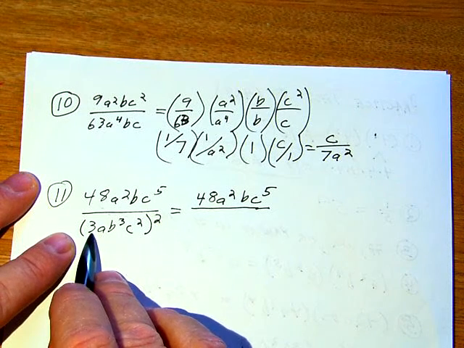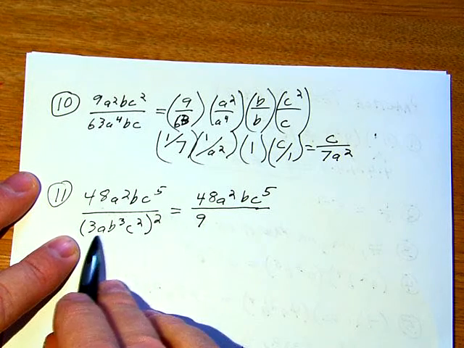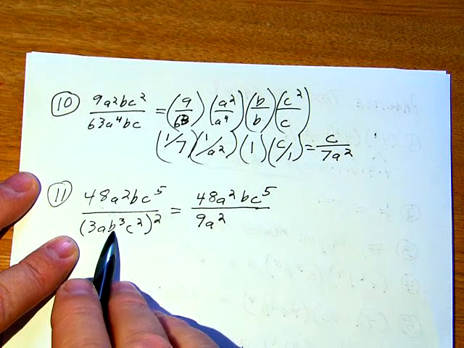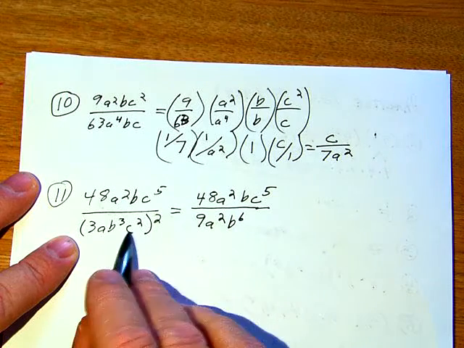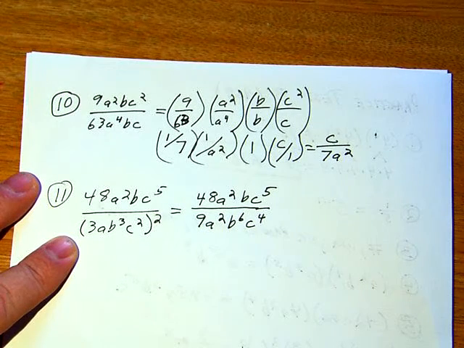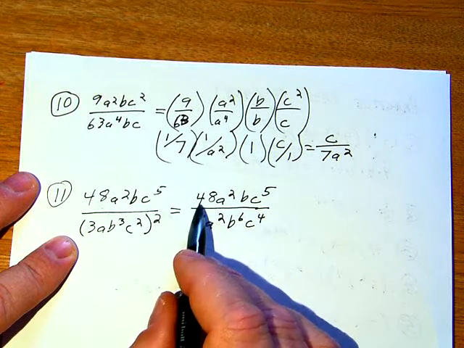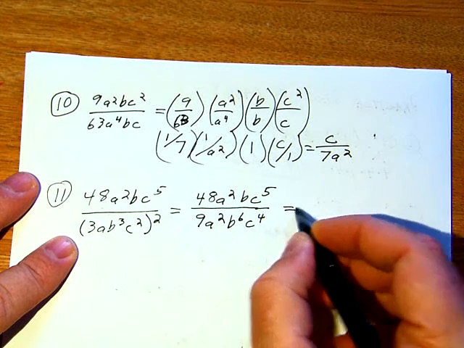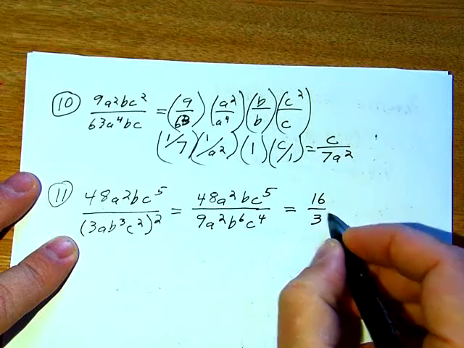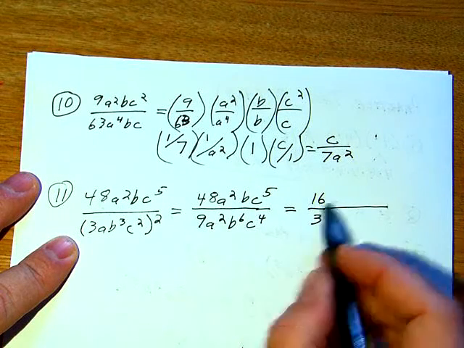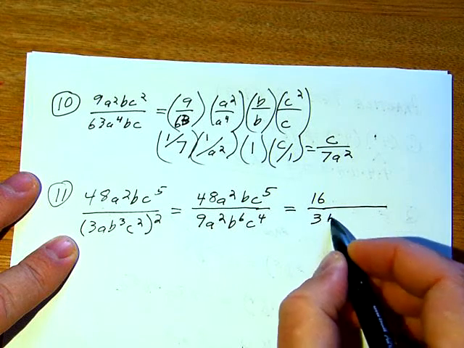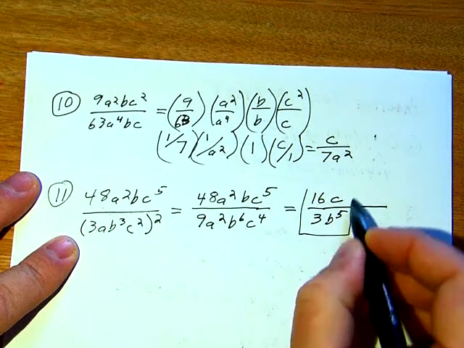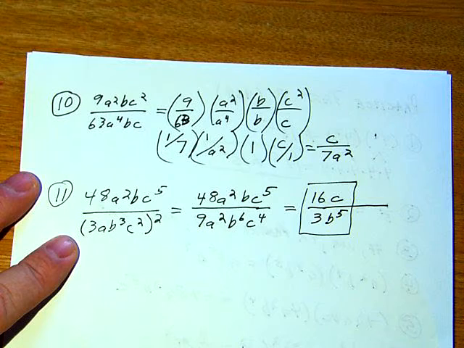This square makes the 3 into a 9. This square makes a to the 1st into a squared. This square makes b to the 3rd into b to the 6th. This square makes c squared into c to the 4th. Okay, now I can look at my different parts. 48 over 9, I can divide both by 3. If I divide both by 3, I get 16 over 3. A squared over a squared is 1, so they cancel each other out. B and b to the 6th, I'll have a b to the 5th left on the bottom side. And I'll have a c on the top. And that is my answer, even though I wrote it with too large of a fraction line there. 16c over 3b to the 5th.